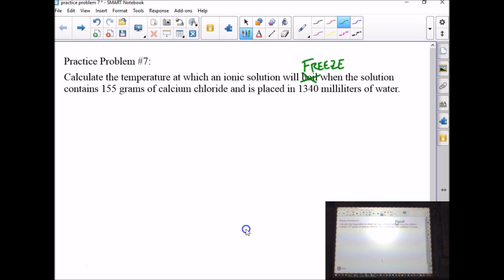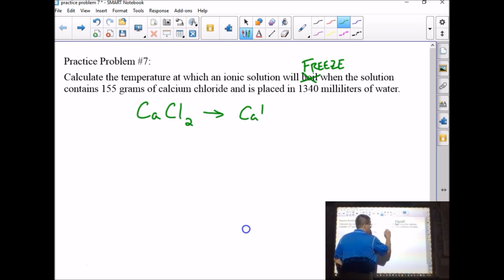Okay, so looking at practice problem number 7: calculate the temperature at which an ionic solution, so the Van't Hoff factor will be at least 2, could be higher, so that's why we have to find out what it is, when the solution contains 1.55 grams of calcium chloride and is placed in 1,340 milliliters of water. First thing you should do is write out what calcium chloride is. So how do I write that? CaCl2, because chlorine has a -1 charge, calcium's +2. And then when it breaks apart, you have a calcium ion and 2 chloride ions.